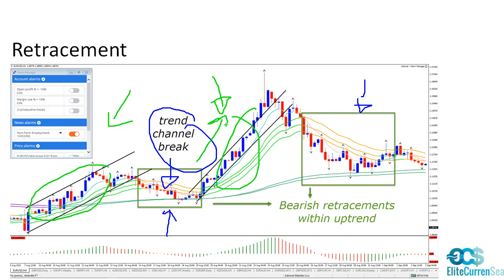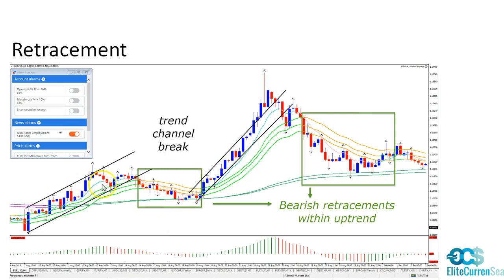When price is caught in between those moving averages, it's a retracement, and we're not sure what the next phase will be. Sometimes it is a trend continuation. In this case, it was, but it doesn't have to be. Those bearish retracements within the uptrend are basically how they look. A bullish retracement within the downtrend obviously would pretty much be the same. Price would be in between the 21 and the 144, the short and long-term moving average. But, of course, price would be above the short-term and below the long-term.